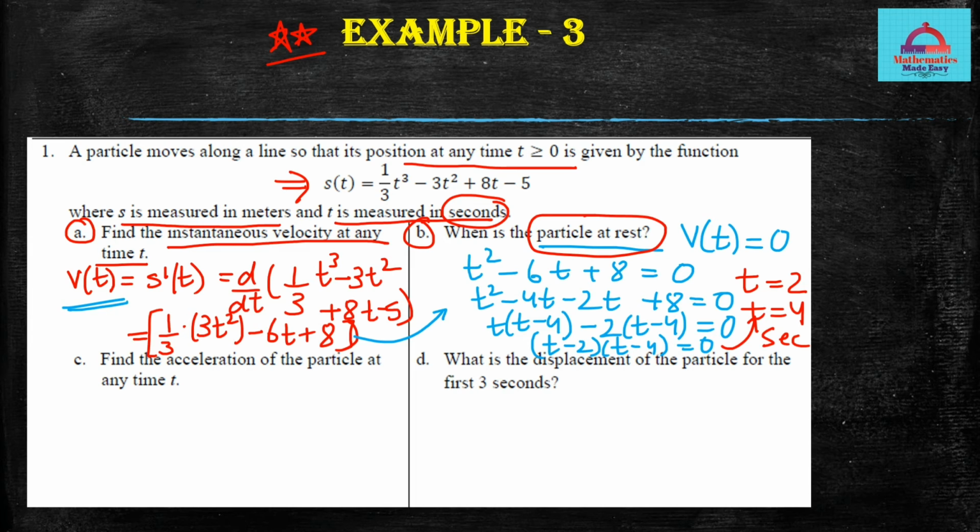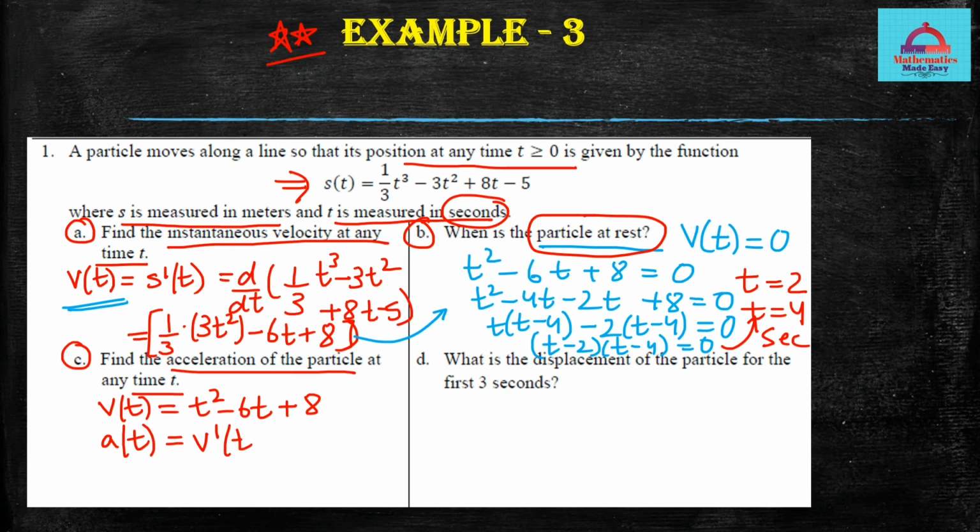Let's dive into the C part. Here you need to find acceleration at any time t. We know velocity by A part is t square minus 6t plus 8. So to get acceleration, we will just take the first derivative of velocity. So d by dt of t square minus 6t plus 8.